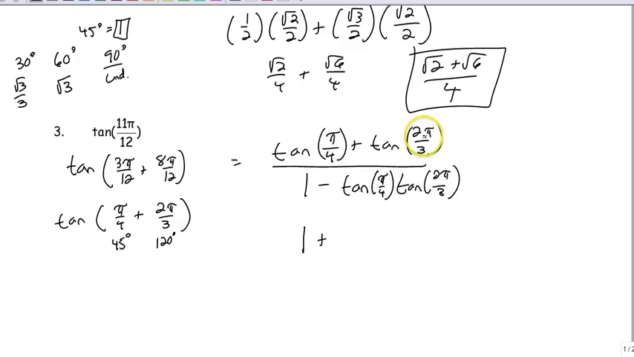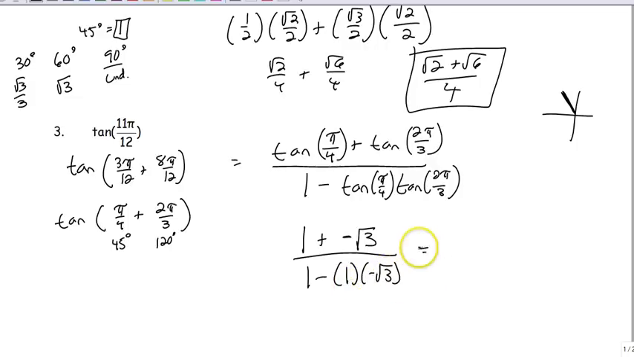Plus. Now be careful here. When you're in the second quadrant for this one, that's over here, tangent is y over x. Well, y is positive, x is negative. So this value should be negative right now. So we have 1 plus a negative, and since it's a 60 degree reference angle, that would be your root 3. So it's really 1 minus root 3 on top. 1 minus, and then this becomes 1 times negative root 3. So we get 1 minus root 3 over 1 plus root 3.